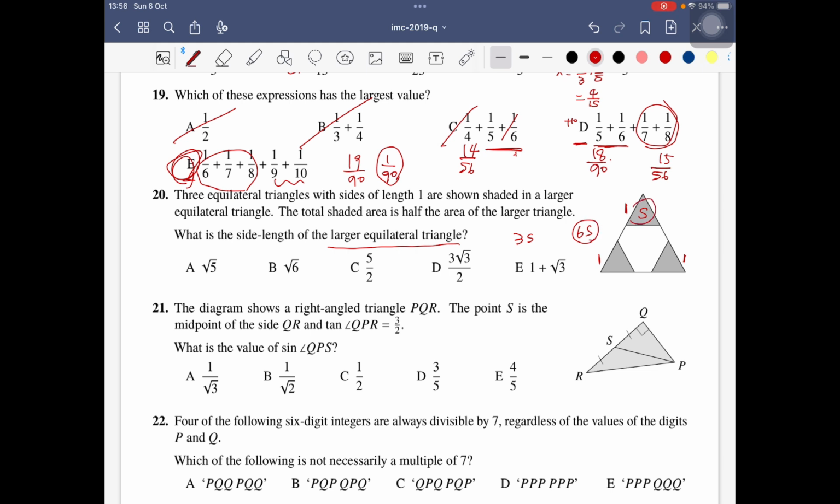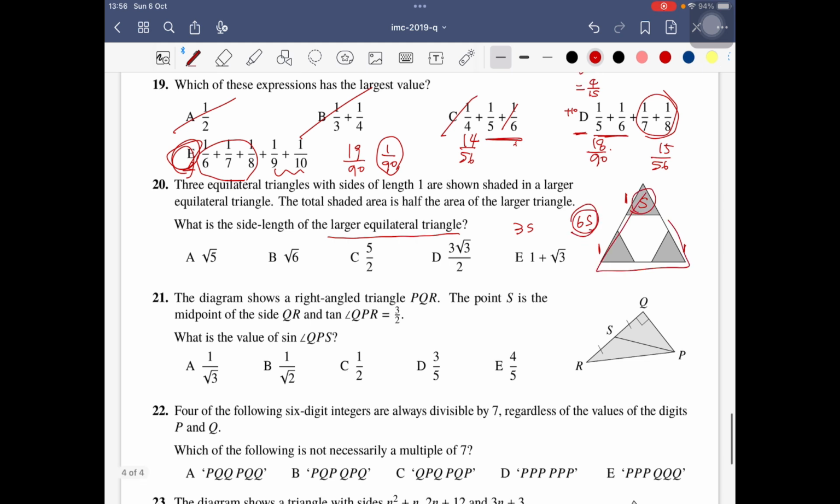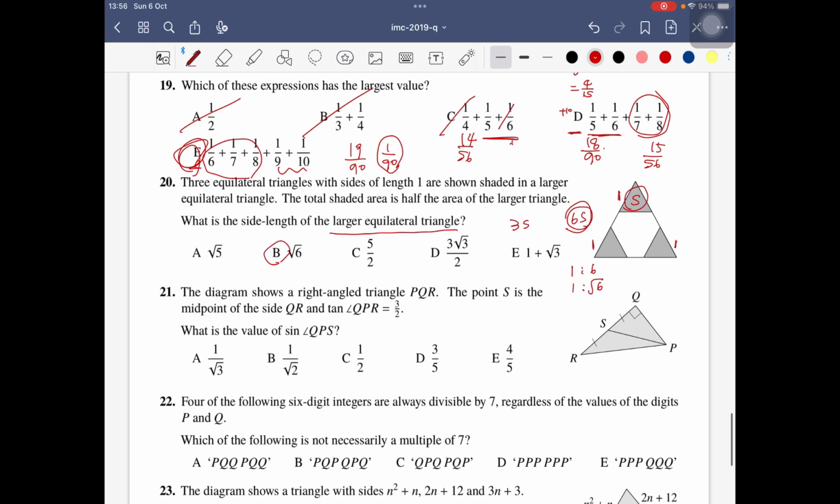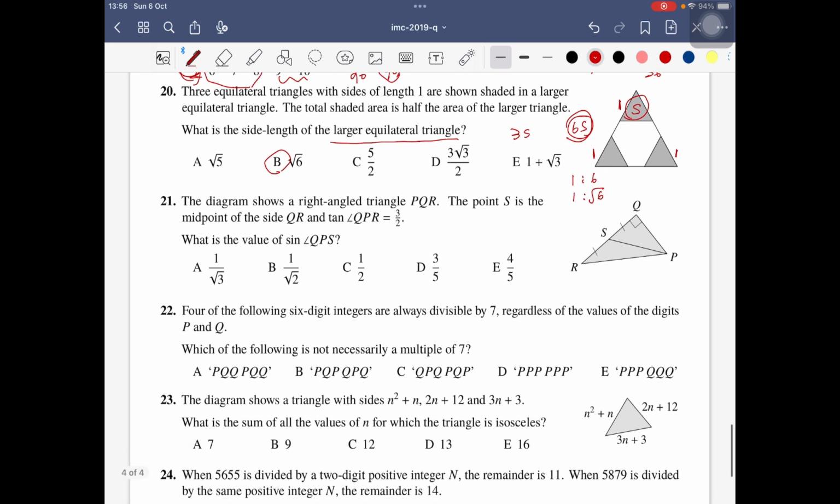So this and this, the larger one is 6S. So in terms of the ratio of the areas, it is 1 to 6. So the ratio of the lengths should be 1 to square root of 6. So it should be square root of 6.